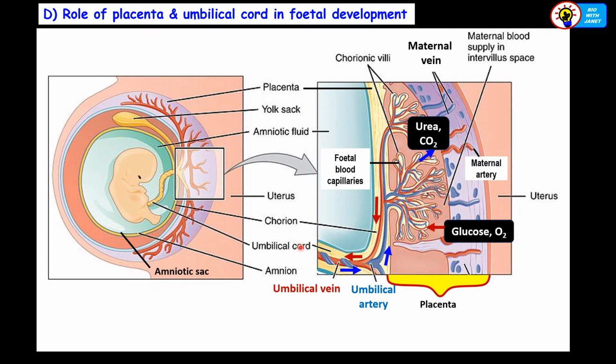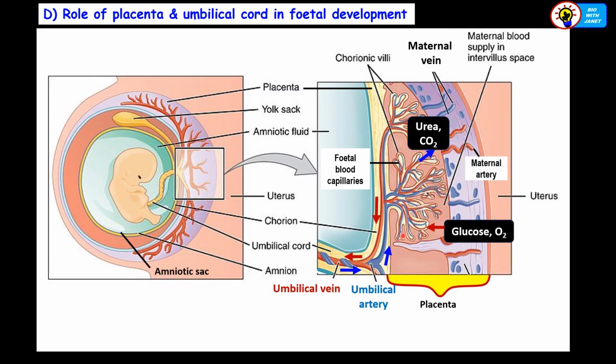So let's go on to this second picture here. This lower part shows you the umbilical cord, at this point here. If we cut through a section of the umbilical cord, we can see that it has one umbilical vein in red here and two umbilical arteries shown in blue here. This umbilical vein and the umbilical arteries also branch out to form a lot of fetal blood capillaries that project inside the placenta.